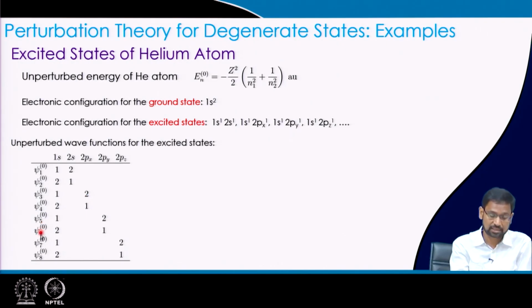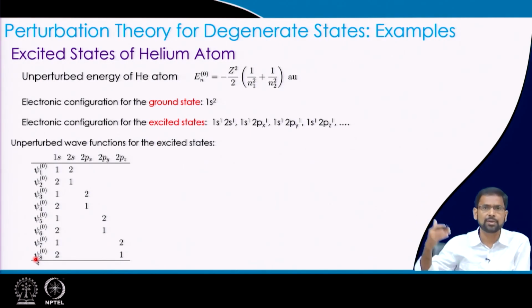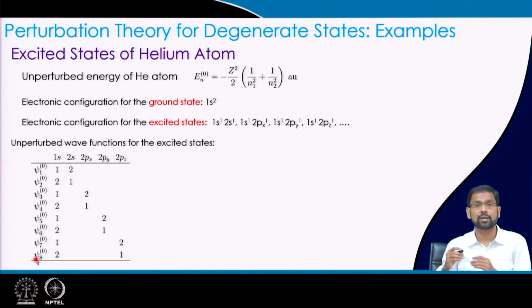Similarly, psi 5, psi 6, psi 7, psi 8 form the other two pairs, where one electron is in 1s and the other electron is in 2py or 2pz. Of course, I can get other excited states when I move an electron, let us say, from 1s to 3s or 3p, but they will have different energy, and at the moment I am only interested in this excitation, where one electron is in 1s and the other one goes to n equals 2. So to begin with, I have these 8 starting functions which have, in principle, the same energy.